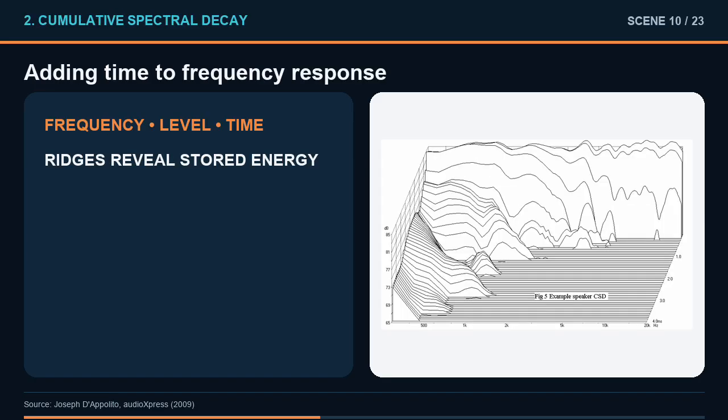A conventional frequency response graph shows level versus frequency, but it does not show how quickly the sound stops. Cumulative spectral decay, or CSD, adds a time dimension. Frequency runs from left to right, level runs vertically, and the successive slices show the response at later moments. Ideally, the energy would disappear immediately after the input stops. Real drivers and enclosures store some energy, so parts of the response continue to ring. On a CSD plot, that ringing appears as a ridge extending along the time axis.